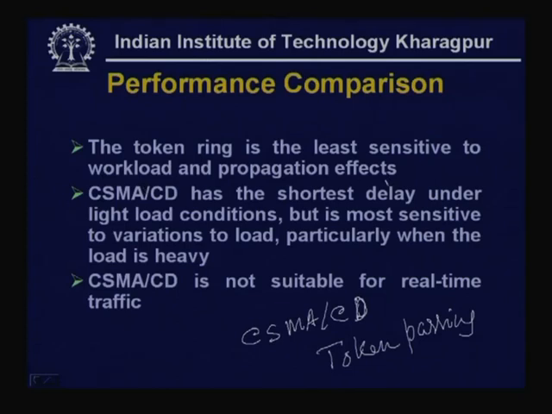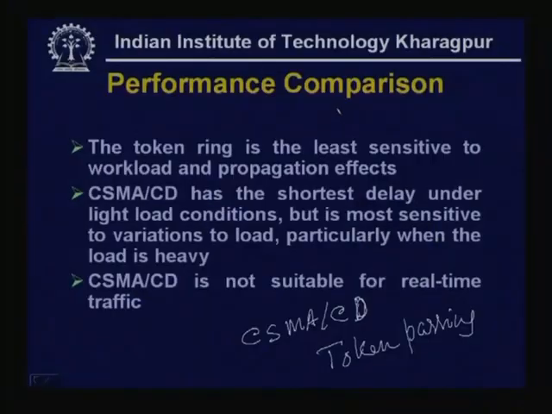That means as we increase the load, we have seen that CSMA CD is affected heavily. We have seen in that curve that throughput initially increases, and after reaching a peak it starts dipping and falls down. But in case of token passing, you will see that it increases linearly. That means there is no degradation in throughput as the load increases. So, it is least sensitive to workload and propagation effects. However, whenever the number of nodes is very large, the delay will be long in case of token ring.